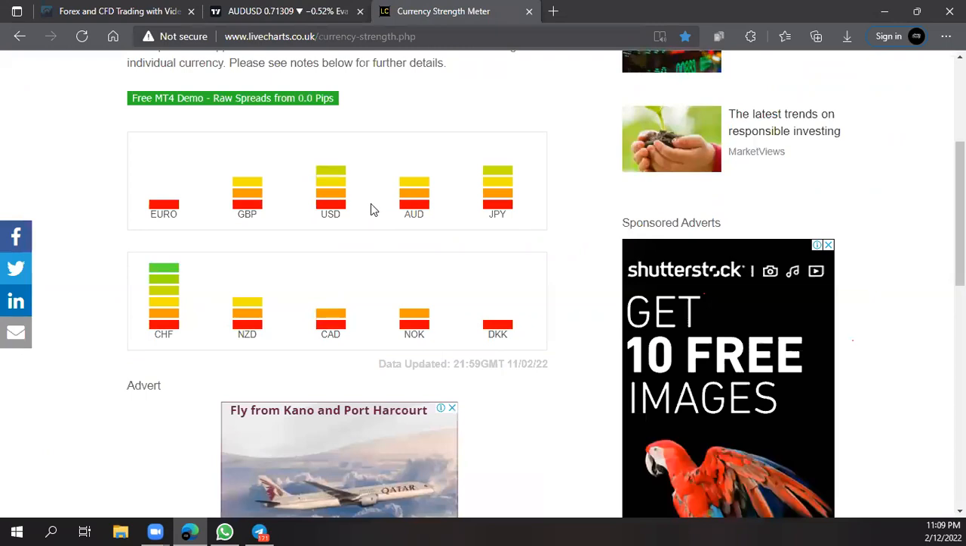So what are we supposed to be doing on AUD USD? Are we supposed to be buying or selling? Can anybody tell me? Are we buying or are we selling? Right, we're selling. Hope everybody agrees with us that we are supposed to be taking sales.